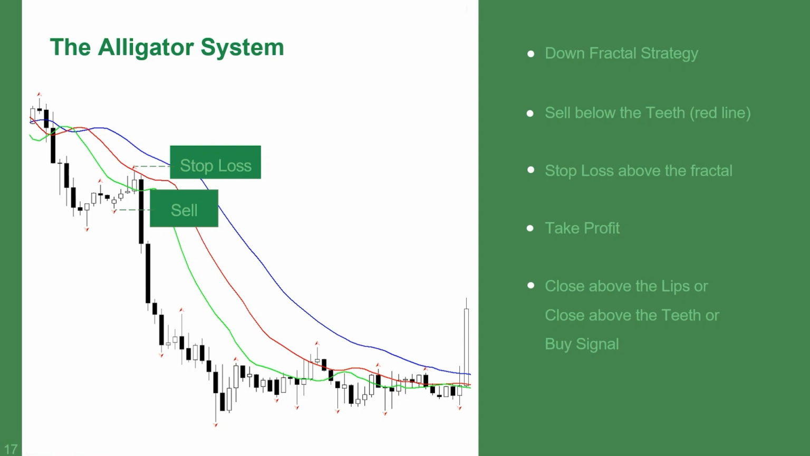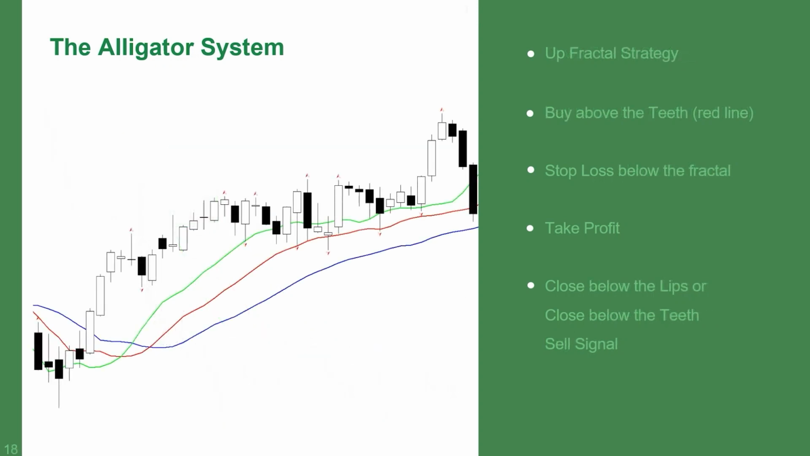And what about take profit? Take profit, we have 3 options here. The first option is a close above the lips, above the green line, for the conservative traders. And we can also have another option, a close above the teeth, above the red line, for the less conservative. And of course, we can close eventually when a buy trade appears on our price chart. Good. So 3 choices for take profit.